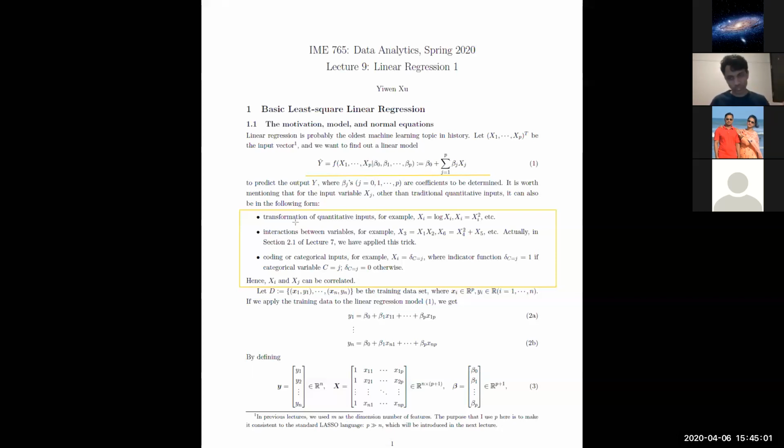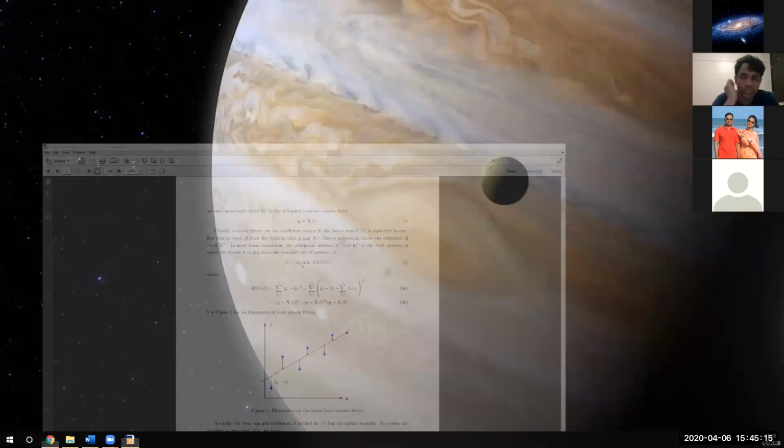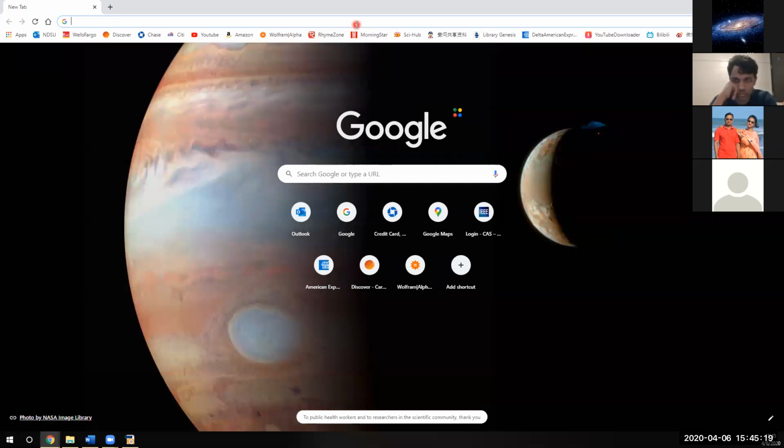Okay, then let me show you something very simple but very interesting. Come on. What happened? Oh, because of this. Go back. Okay. Let's have a look at this. American flag.